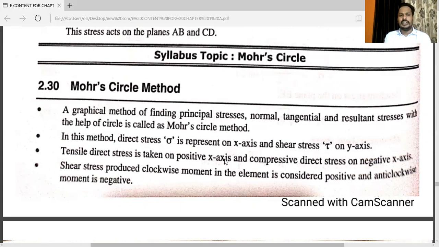In this method, direct stress, that is sigma, is represented on the x-axis, and shear stress tau on the y-axis. Tensile direct stress is taken on the positive x-axis, compressive direct stress on the negative x-axis. Shear stress producing clockwise movement in the element is considered positive and anti-clockwise movement is negative.